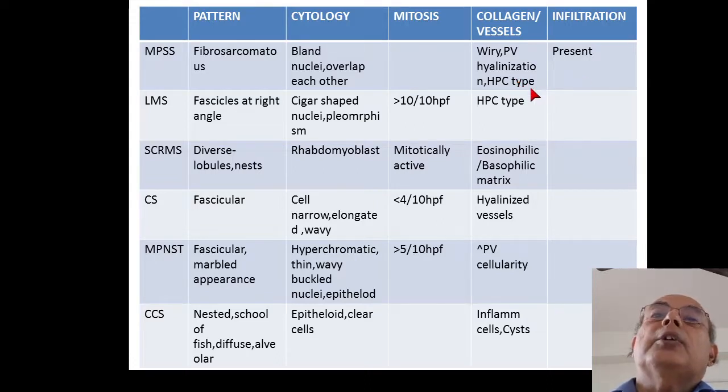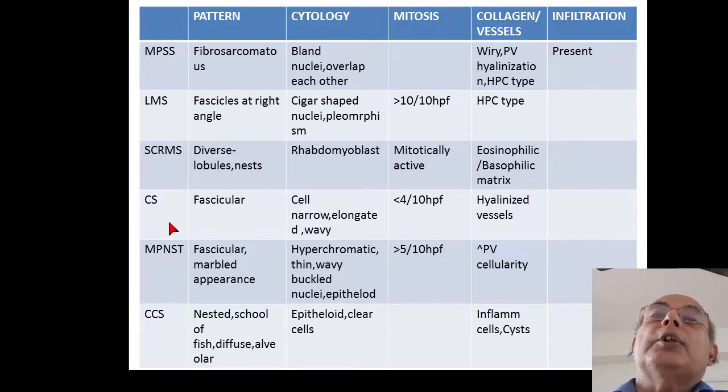In case of leiomyosarcoma, fascicles are at right angle, cigar shaped nuclei, that is blunt rounded ends, focal pleomorphism, tumor is mitotically active, and staghorn type of vasculature. In case of spindle cell rhabdomyosarcoma, it has a diverse pattern like lobules, nests. One can get rhabdomyoblasts, tumor is mitotically active. There used to be eosinophilic and basophilic matrix.